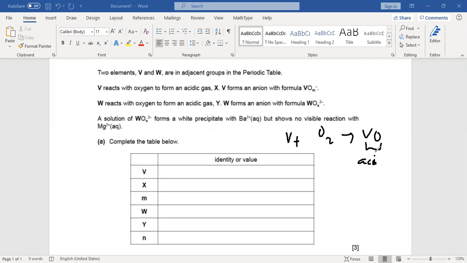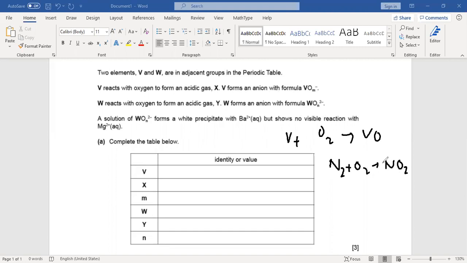So if you have an acidic gas, then this probably comes from group 5, or group 17, or also group 16. But here it says that V forms an anion with the formula VOM minus. So I presume that, for example, if we choose nitrogen, then when nitrogen reacts with oxygen, it gives NO, or let's say NO2.